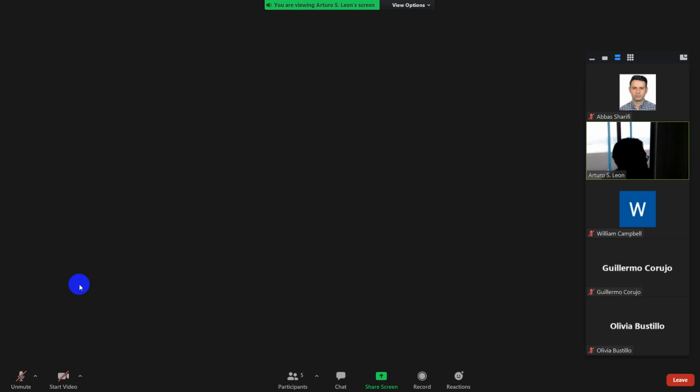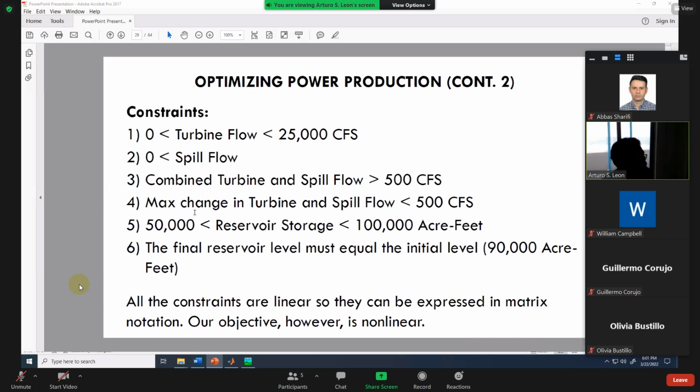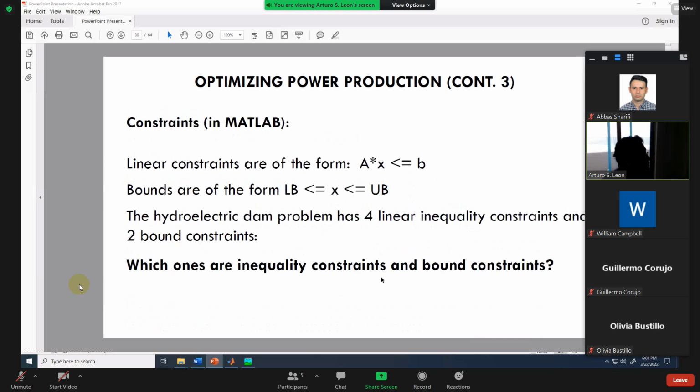The storage also has to be between this value and this value. So there are some constraints, right? You know that the linear constraints are given in this form. Actually, we have talked about that. The bounds have a lower bound and an upper bound. And in this problem, we have 4 linear inequality constraints and 2 bound constraints.